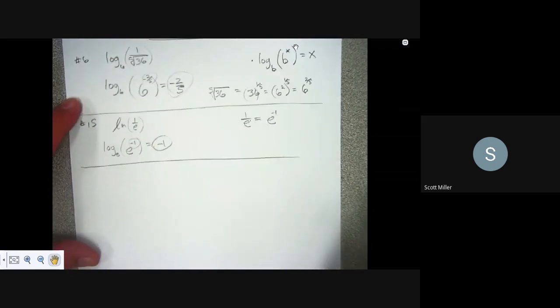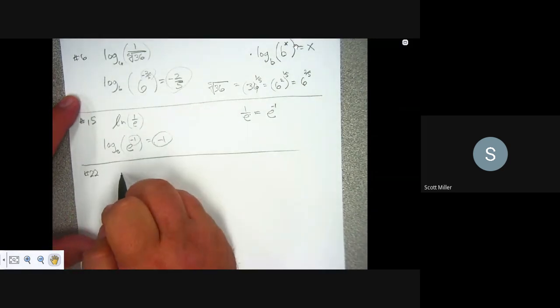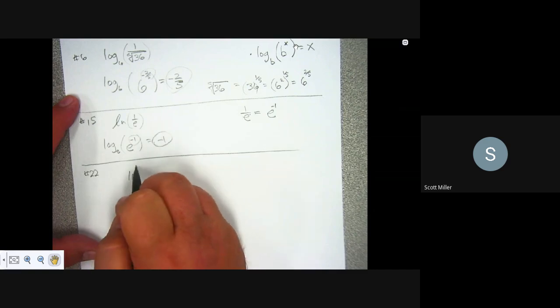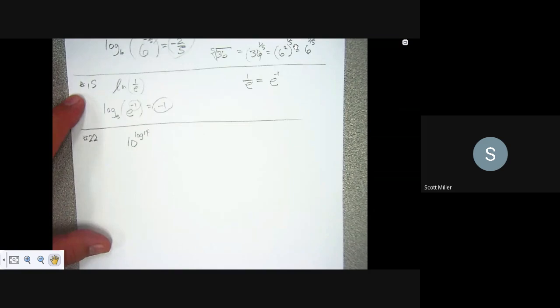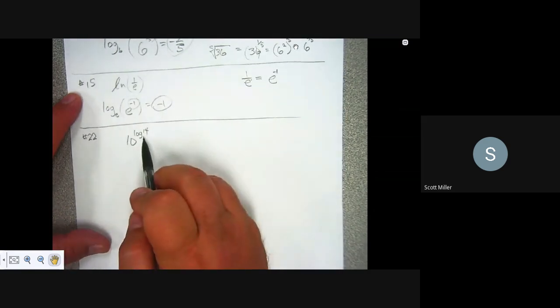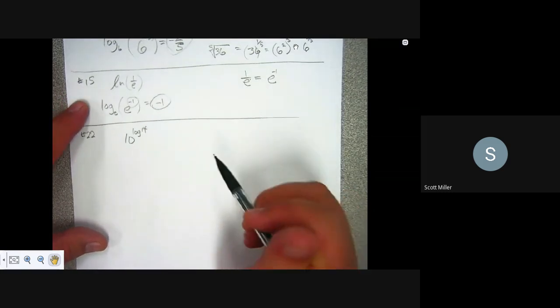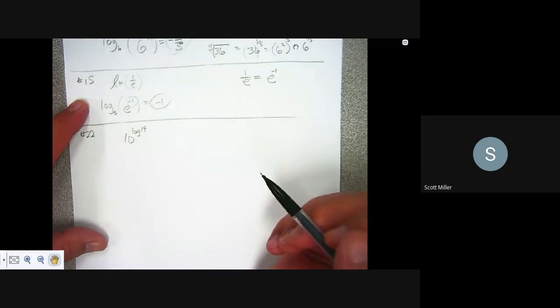You guys wanted to see number 22. Number 22 looks like this: 10 to the log of 14. Remember, if there is no base number written on the log, then it is log base 10. It is the only log that you do not need to write a number for. It is the common log, but it is base 10.